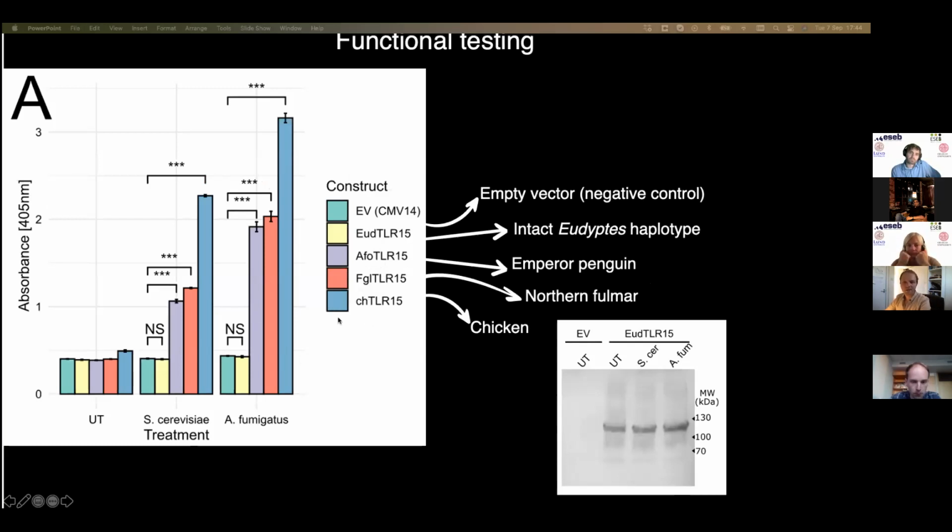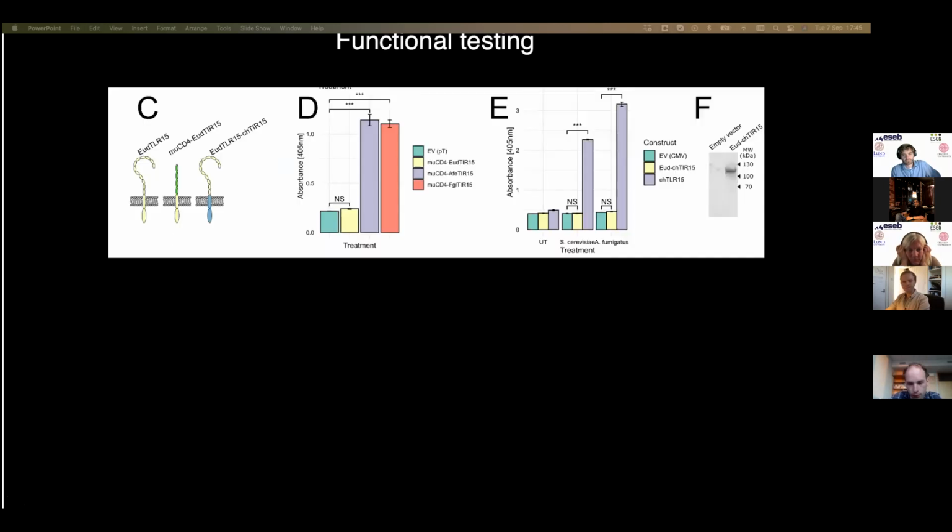And I then expressed these as flag-tagged constructs in an NF-kappa B reporter cell line and stimulated them with either yeast lysate, which is a known agonist of TLR15, or another agonist that I tried for reasons that I'll explain later, which is Aspergillus lysate. And as you can see, the emperor penguin, the fulmar, and the chicken respond very well to both of these agonists, whereas the Eudyptes TLR15 didn't signal at all. So this implies that there's one or more mutations in the intact Eudyptes TLR15 that prevents it from functioning.